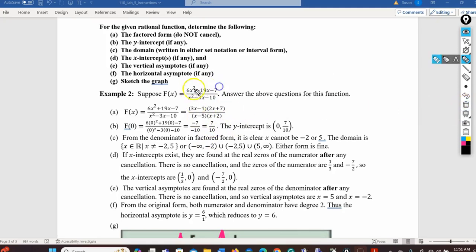And similarly, I want my product to be negative 42, and I want my sum to be positive 19. And 21 and 2, yes, if I've got 21 and negative 2, that should work. So 21 times negative 2 is negative 42, and 21 plus negative 2 is positive 19.